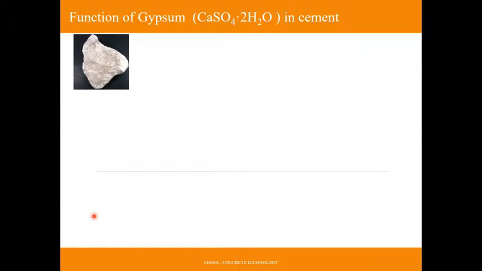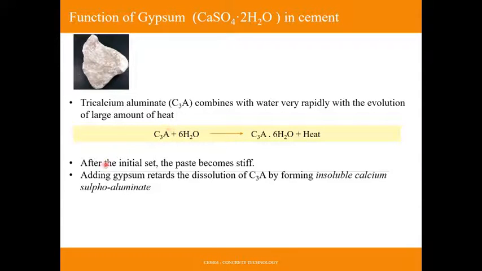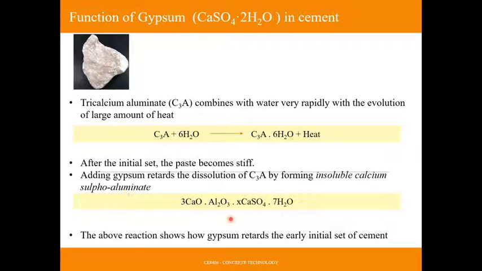Functions of gypsum in cement. When the tricalcium aluminate reacts with water, a rapid amount of heat is released. After the initial stage, the paste becomes stiffened. During stiffening, when a large amount of heat is released, it results in the formation of hairline cracks. So adding the gypsum will retard the dissolution reaction of the tricalcium aluminate by formation of the insoluble calcium sulfoaluminate. It will retard the initial setting of the cement.